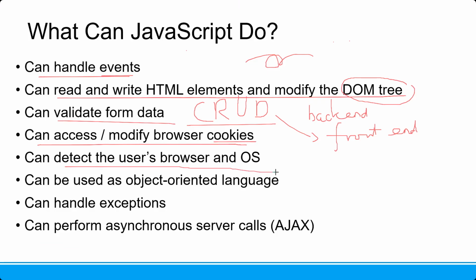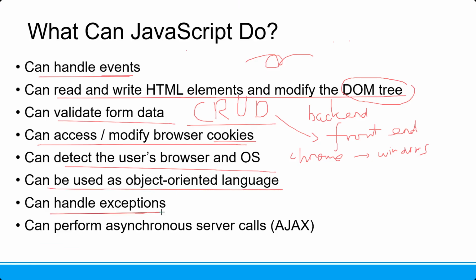We can detect the user's browser and OS. If you look at some websites, they will recognize that you are using Chrome and your computer is using Windows, because they have JavaScript. And we can use it as an object-oriented language. It can handle exceptions like other programming languages, and it can perform asynchronous server calls, or we call it Ajax.